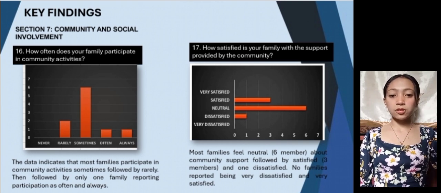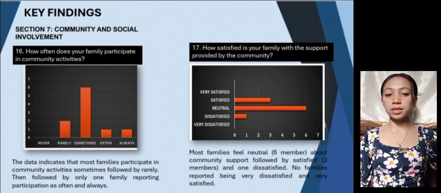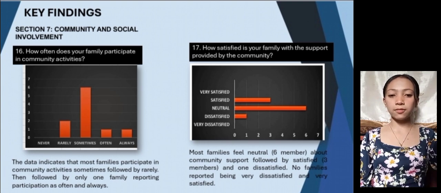Next is section 7, community and social involvement. In question number 16, how often does your family participate in community activities? Based on the survey that we gathered, the data indicates that most families participate in community activities sometimes, followed by rarely, then followed by only 1 family reporting participation as often and always.